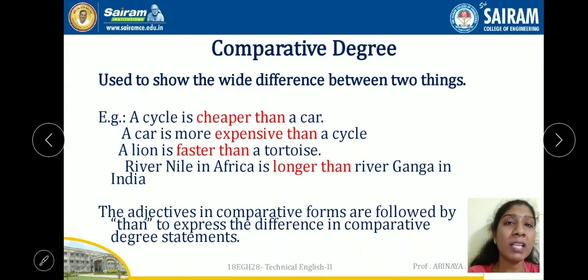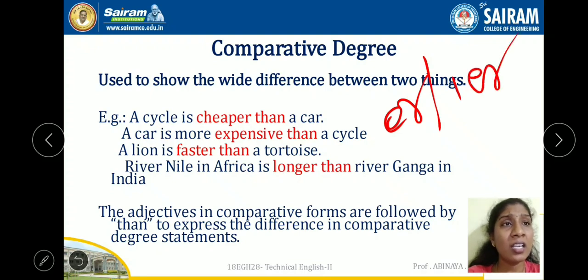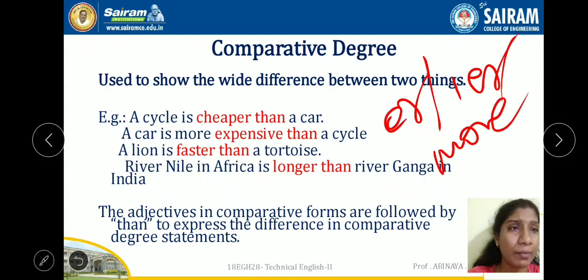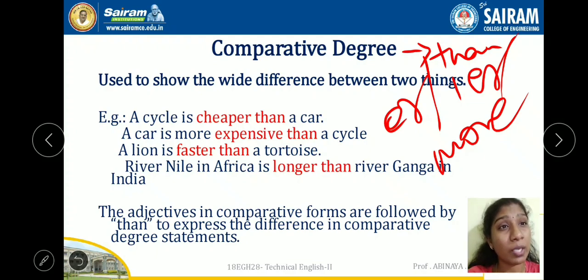Okay. The next degree is the comparative degree, which we use to show the wide difference between two nouns. Okay. See, at that time we have to use er, ier, and if more than one syllable is there in the adjective, use more. Okay. At that time, obviously, the comparative degree should come with than. If the word than is in the sentence, obviously it is a comparative degree. Then the comparative form of an adjective comes with er, either ier or more has to come.